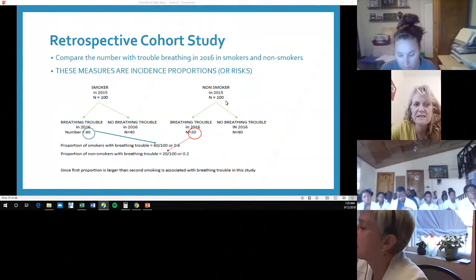So we can compare the incidence proportions, which are also called risk.